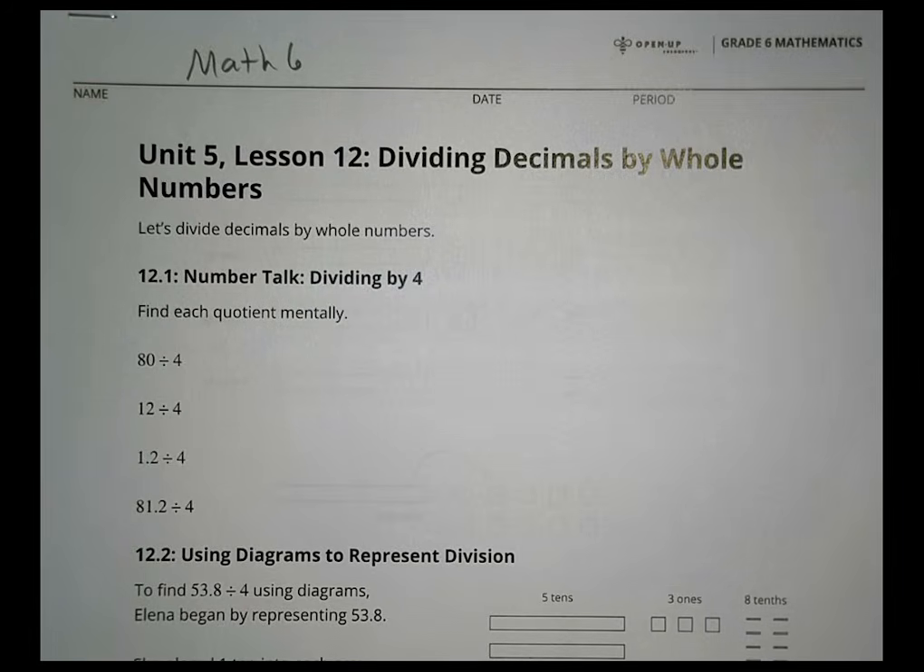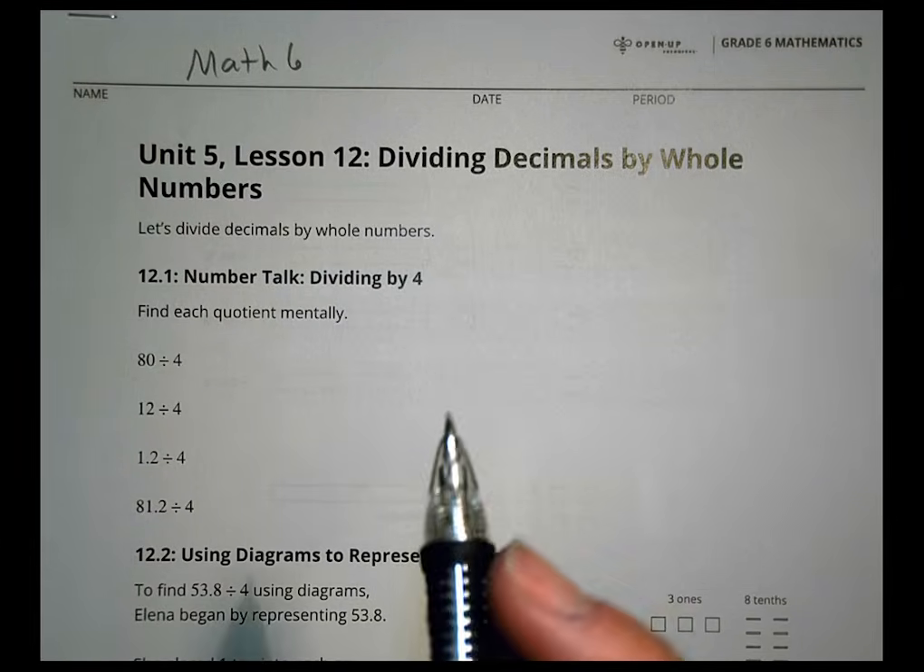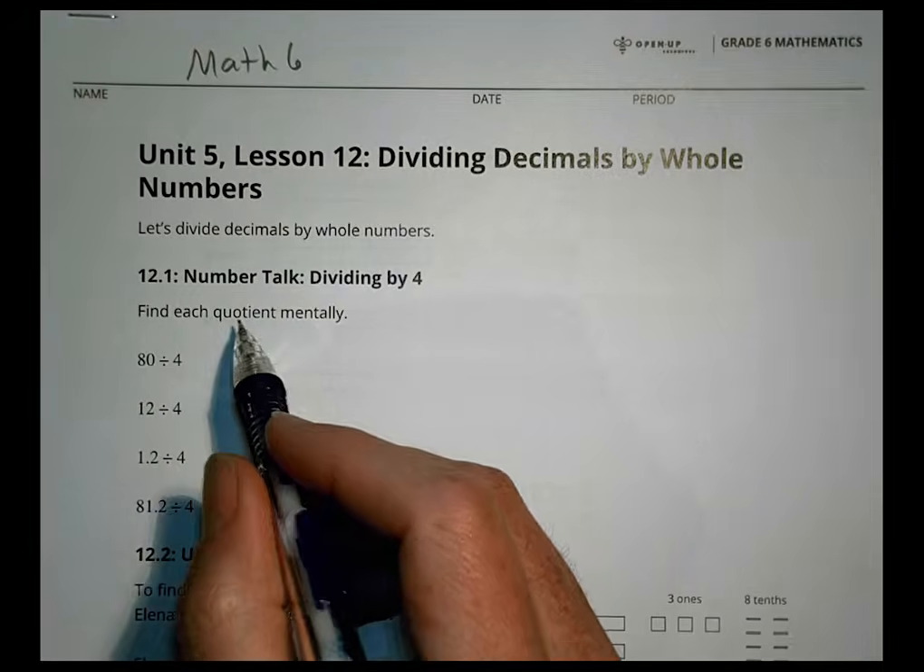Hey there, this is Math 6, Unit 5, Lesson 12, dividing decimals by whole numbers. So first of all, we have the number talk on dividing by 4. We're going to divide each one quotient mentally.